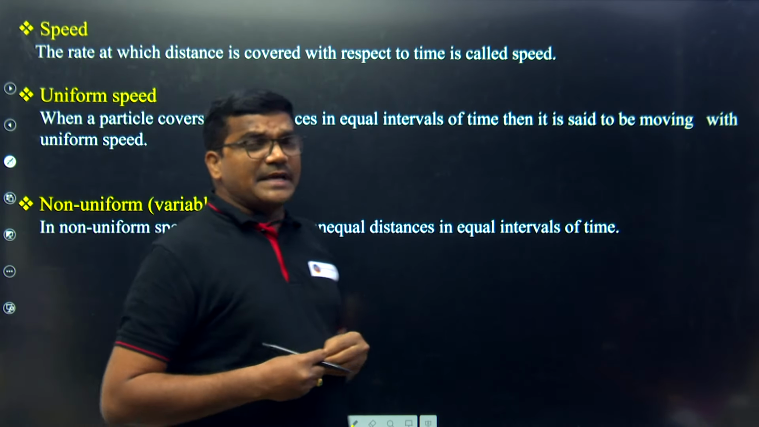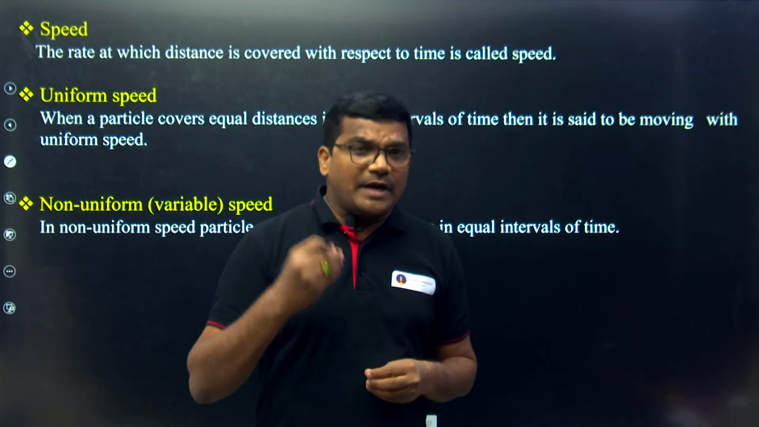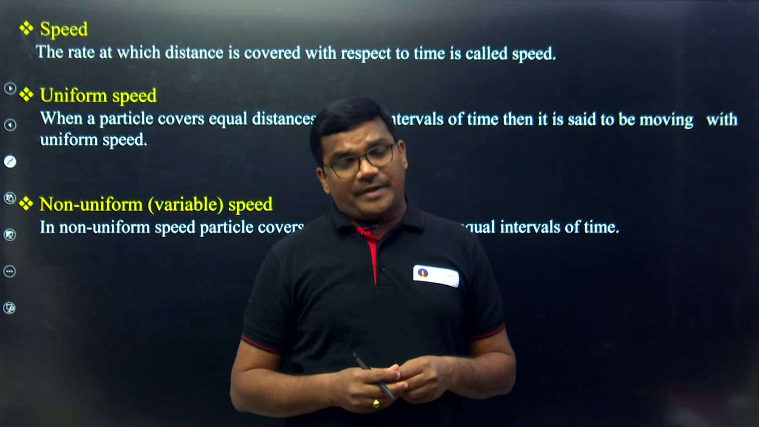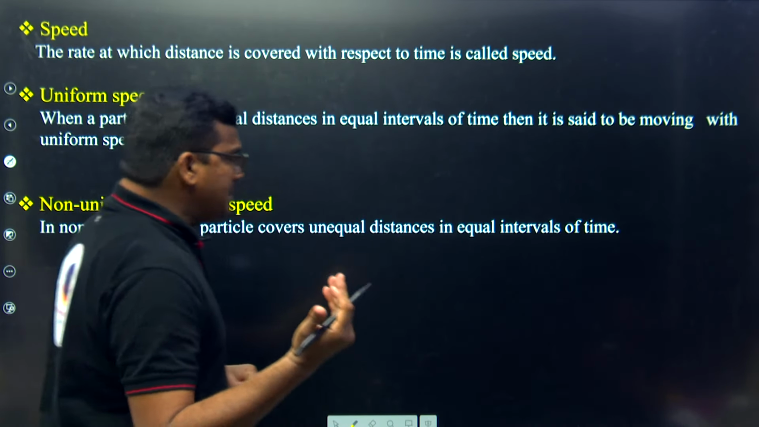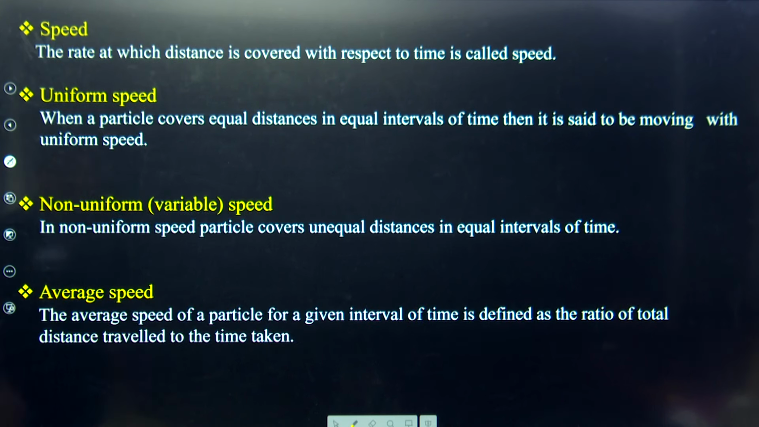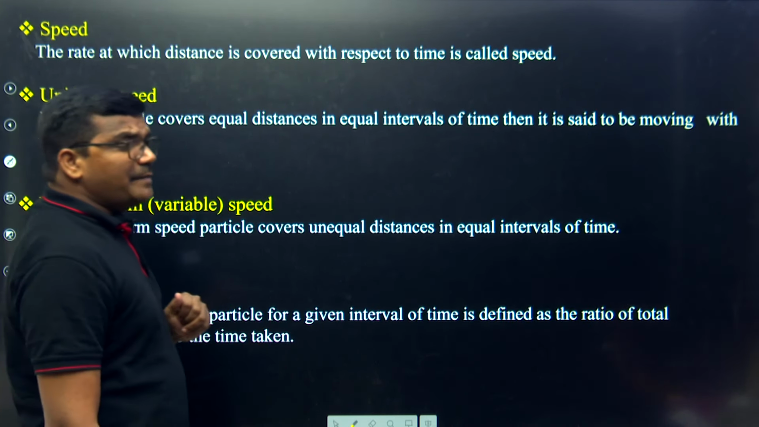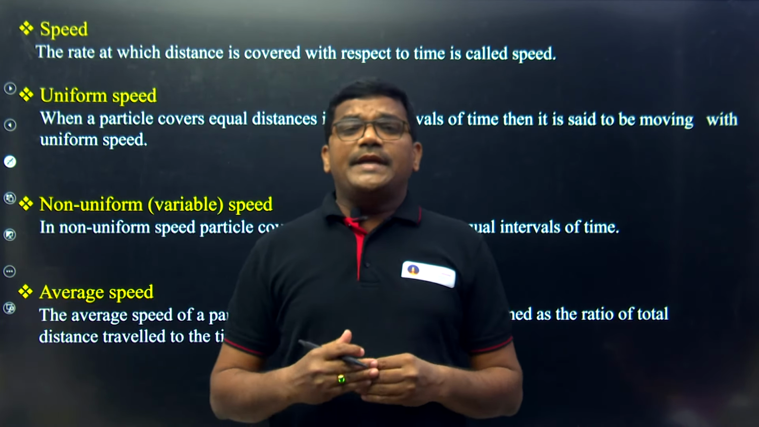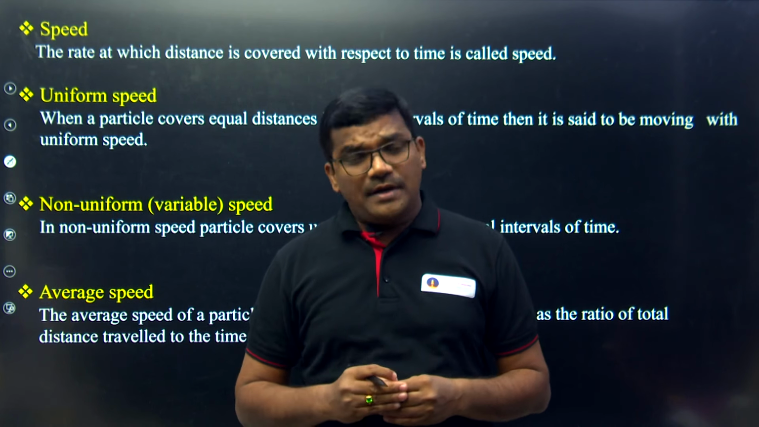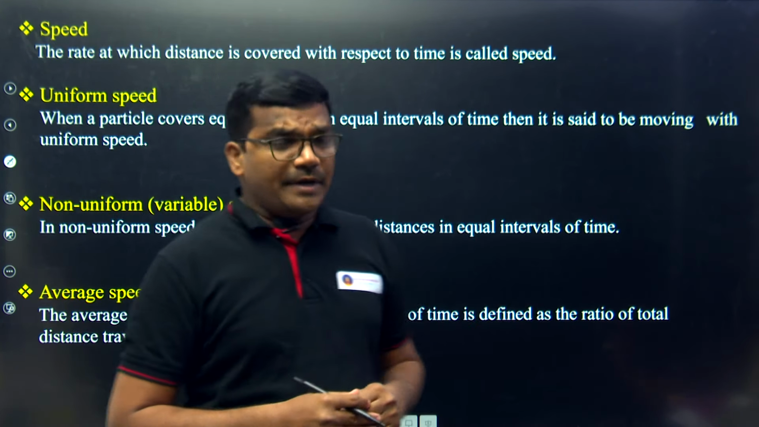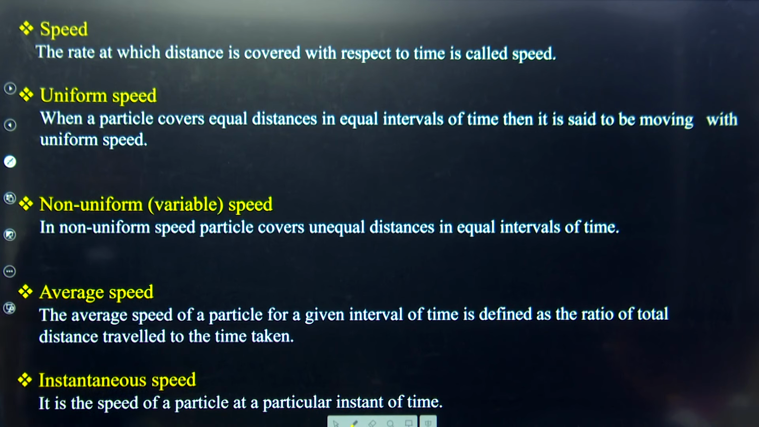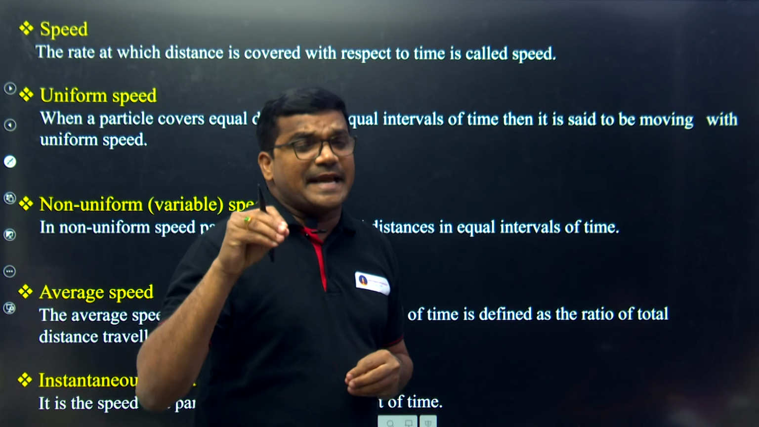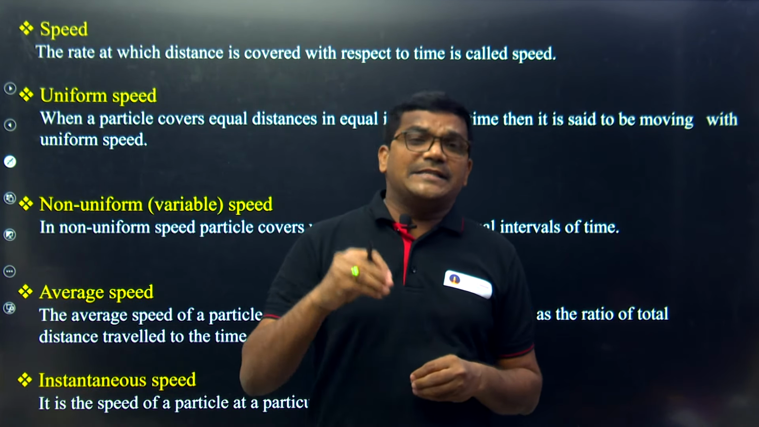When a body covers unequal distances in equal intervals of time, or equal distances in unequal intervals of time, that is called non-uniform speed. Next, average speed. Average speed means what? The ratio of total distance covered by the body to the total time taken by the body is called average speed, right? Got it? Next, instantaneous speed. Speed of a car at a particular instant of time is called instantaneous speed.